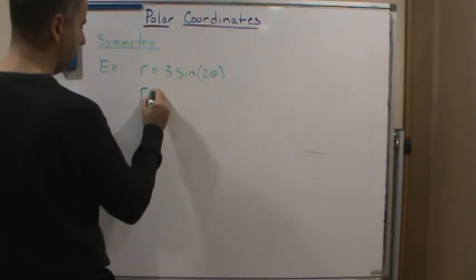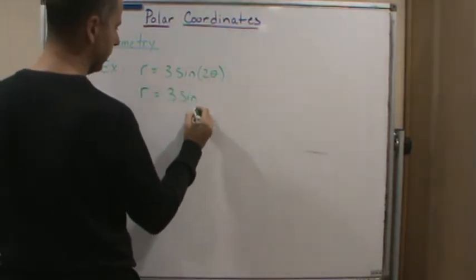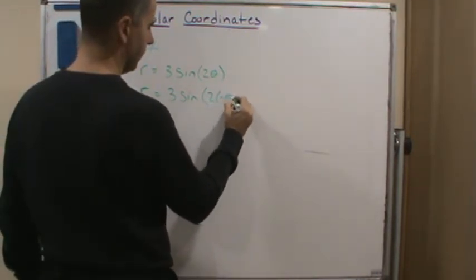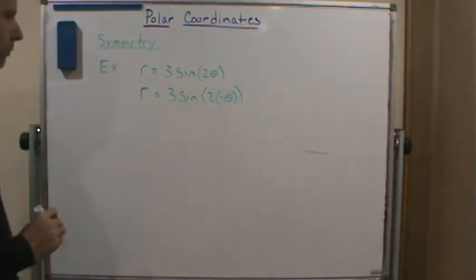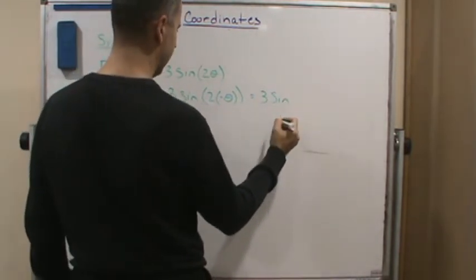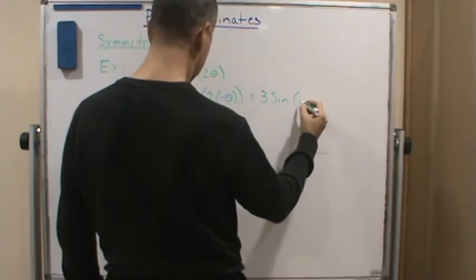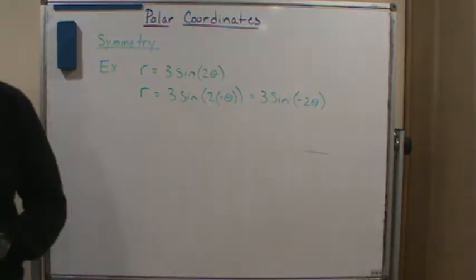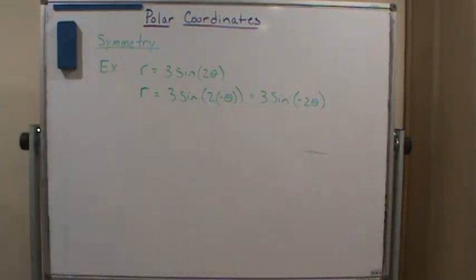So we're going to do r equals 3 sine of 2 times the opposite of theta, which equals 3 sine negative 2 theta, right? Okay. Now, what happens with this?